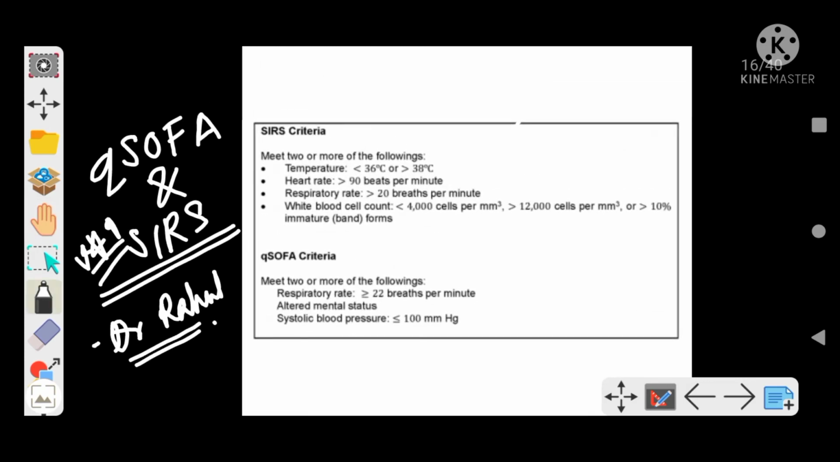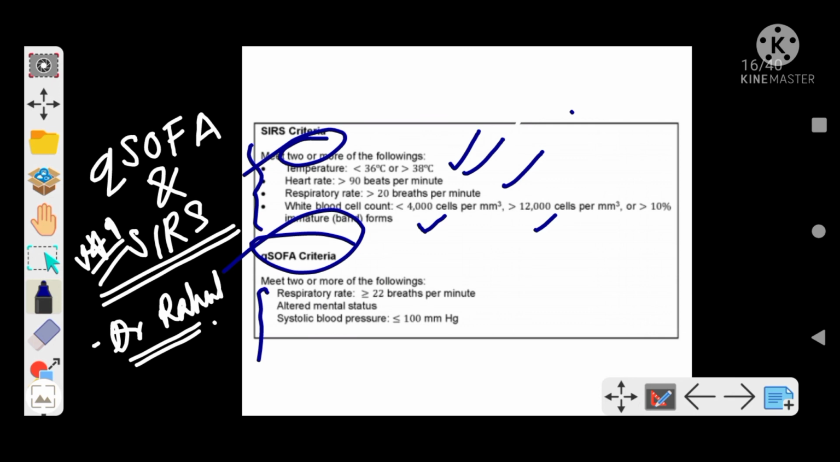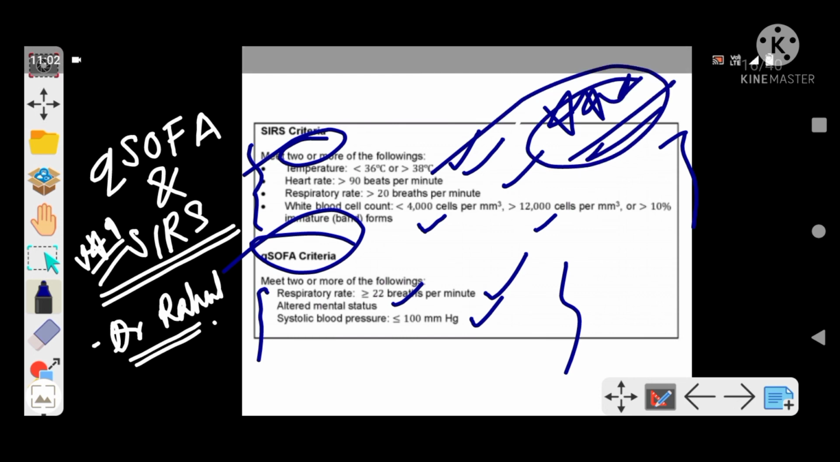Now you can go through the slide for a better understanding of whatever I have discussed. See, SIRS: meet two of the following: temperature less than 36 or more than 38, heart rate more than 90, respiratory rate more than 20, white blood cell less than 4000 or more than 12,000. This is all we have discussed. And qSOFA: meet two of the following: respiratory rate more than 22, altered mental status, systolic blood pressure less than 100, what we say as hypotension. So these are your criteria, and it's a very important criteria for your exam, has been tested many times, right?